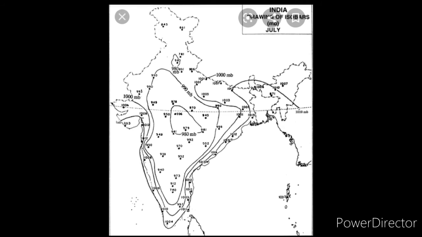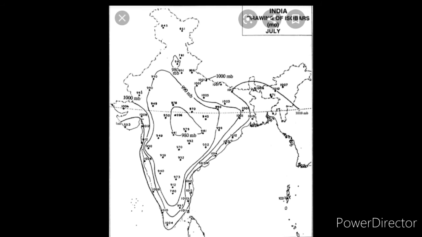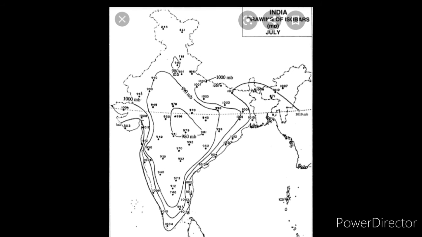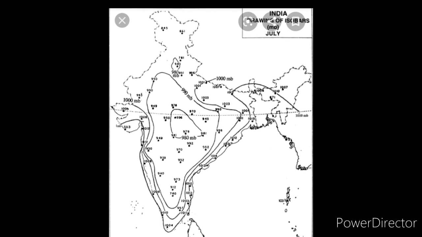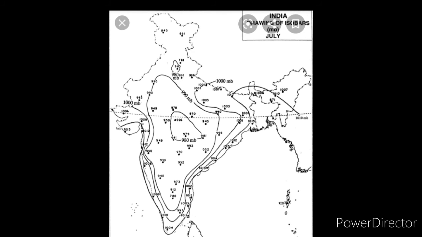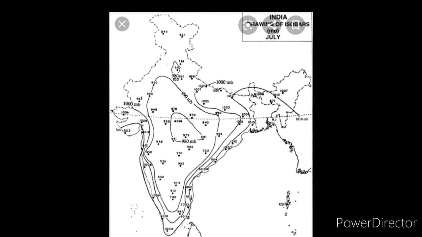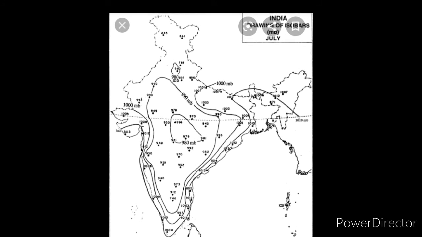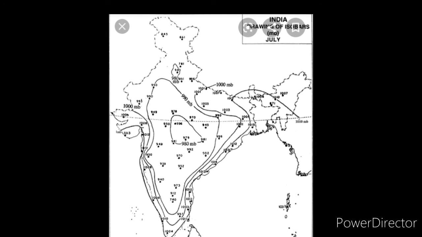By considering the highest and the lowest value of the variable, an interval is decided. If the lines are closer to each other, then the change in the variable is steep. If the lines are away from each other, the change in the variable is gentle.